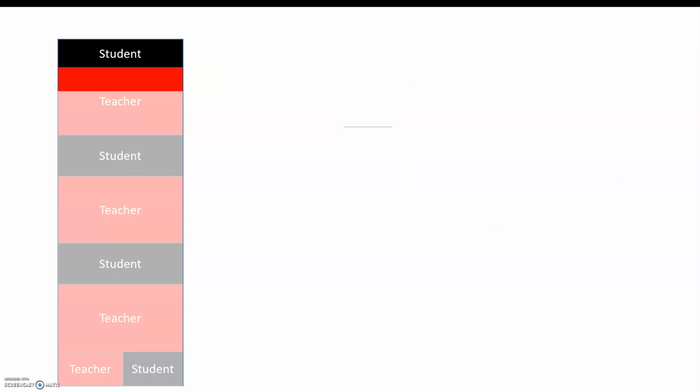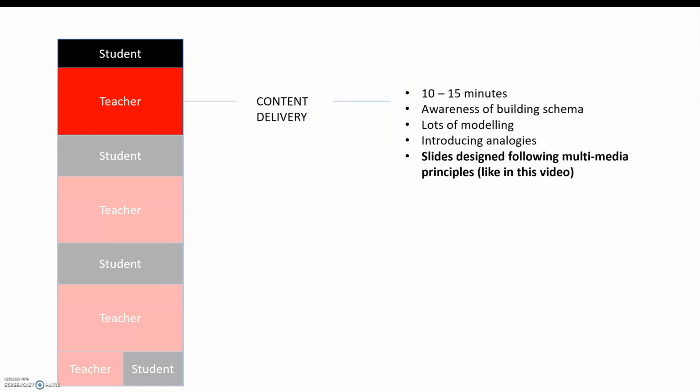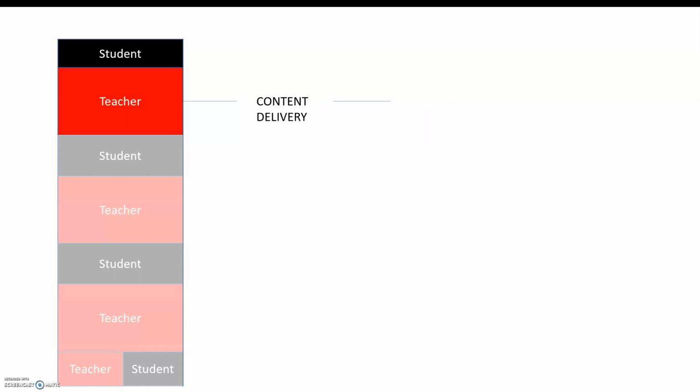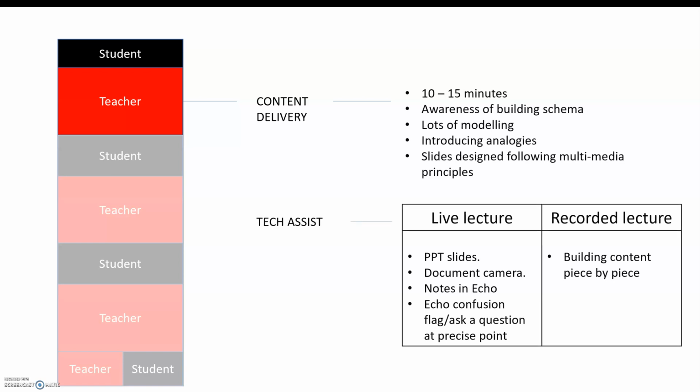to its completion. The first content delivery section should be about 10 to 15 minutes in length, building schema and modelling and introducing analogies, but also following multimedia principles to direct students' attention to specific content, like I'm doing in this video. The technology that can assist may be PowerPoint slides, you may be using a document camera for modelling, and in a recorded lecture you're definitely building the content piece by piece.